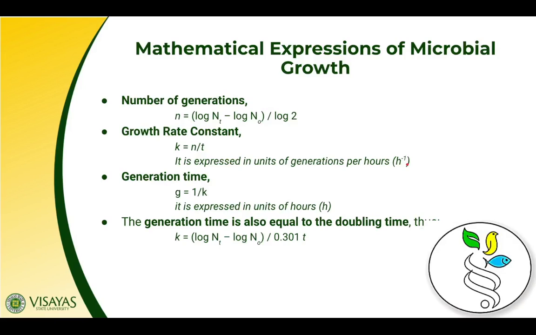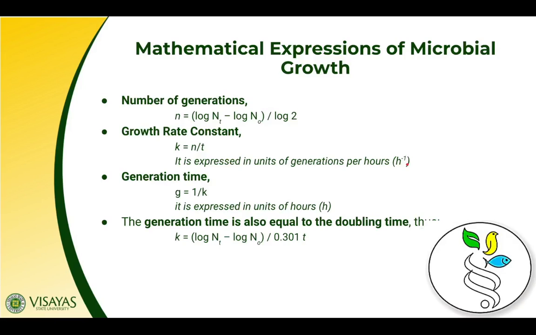And this is expressed in units of hours. And we know that K is the growth rate constant, which is N over T. So the generation time is also equal to the doubling time. Thus, K is equal to the log of this over 0.301 times T, which is the constant.